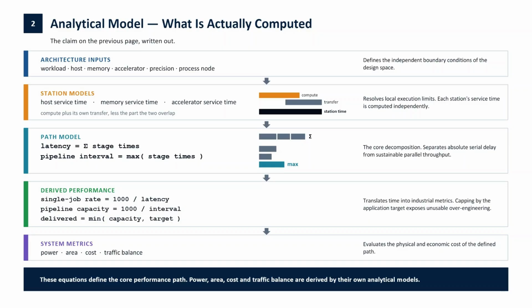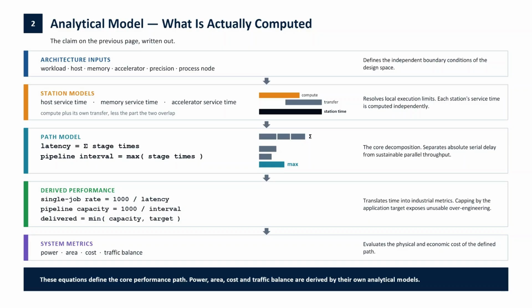The model then calculates the execution latency of the complete path. Pipeline interval, however, is determined by the largest stage time. In other words, the slowest station limits the sustainable processing rate of the system. This distinction is why PPACT Studio does not represent performance with a single number. Single job rate is the inverse of total latency. It indicates how quickly one job can be completed. Pipeline capacity is the inverse of the pipeline interval. It represents how many jobs the system can sustain in steady-state operation.